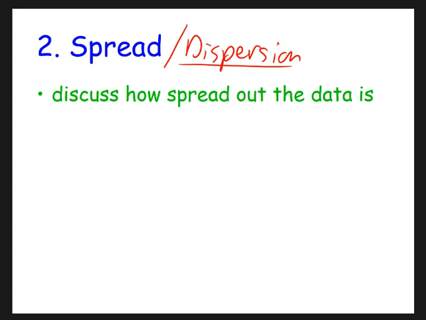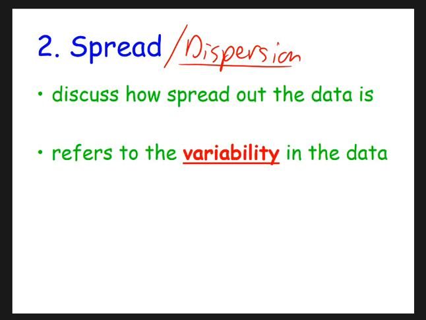So this idea is actually spread, sometimes called dispersion. Some textbooks use that term, just how dispersed it is, which again means spread out. So we discuss how spread out the data is. We have several things that we'll use for that: range, variation or variance, and standard deviation. It refers to the variability of the data. If we're randomly selecting an item out of this data, how far apart do we expect the successive choices to be? How much do we expect that choice to jump around?